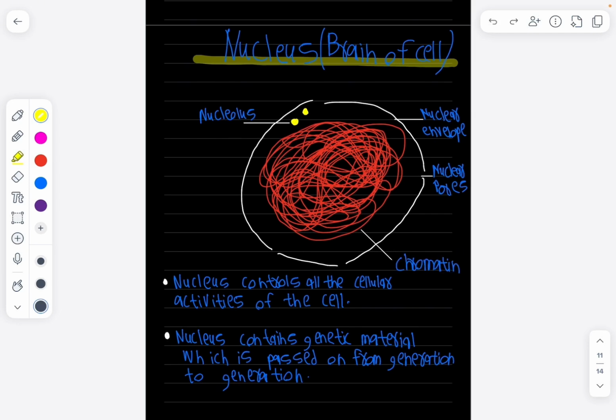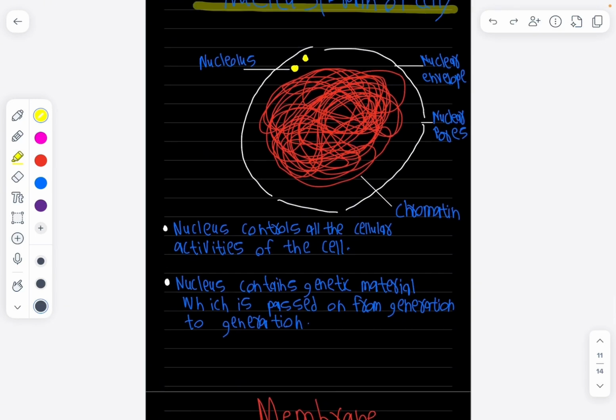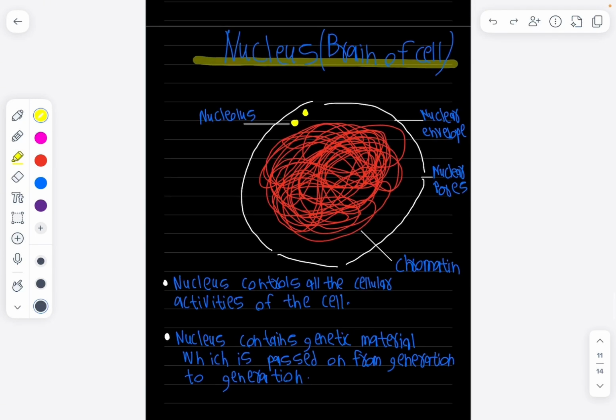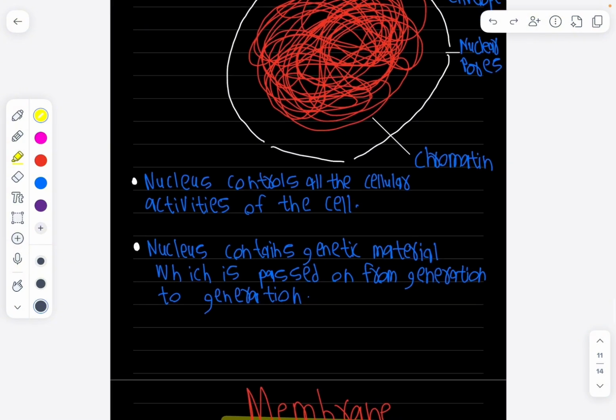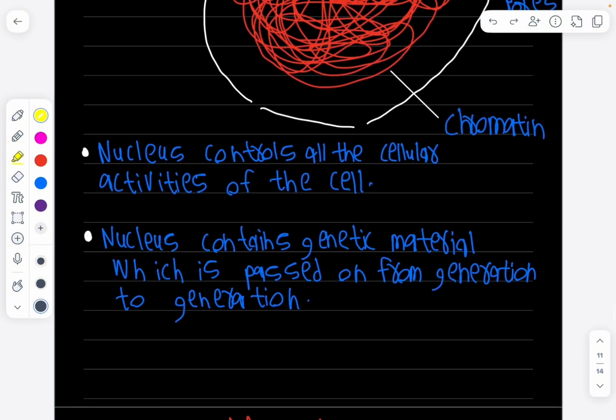Then we have these two other structures. You can see their names as well. This is the labeling of the entirety of the nucleus, the brain of the cell. So this is the structure, how it looks. You may be asked in the exam. Then we have a few pointers about the nucleus.